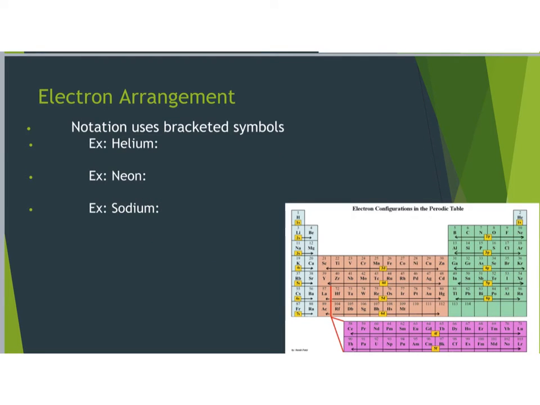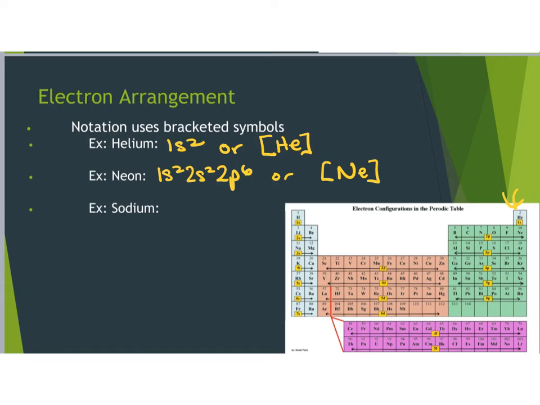Okay? So let's go ahead and look at another example. So with helium, helium is right here. I could write helium as 1s2, or because it's a noble gas, I could just go ahead and put it in brackets and we would know that everything is full. Likewise for neon, we just did neon. I could do 1s2, 2s2, 2p6, or I could just write neon in brackets like that to indicate that neon is already full.